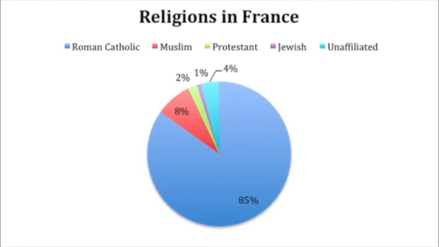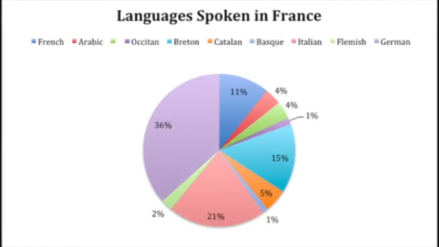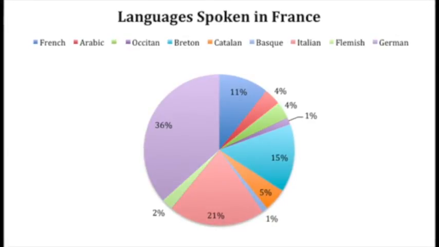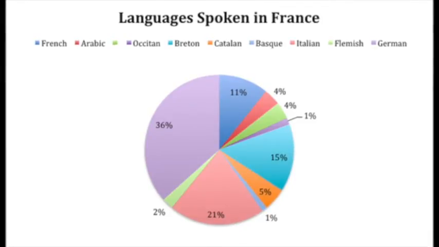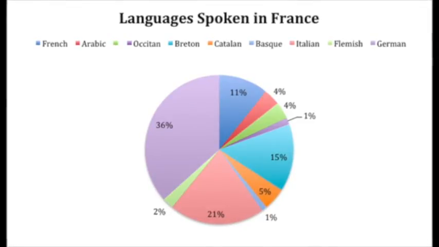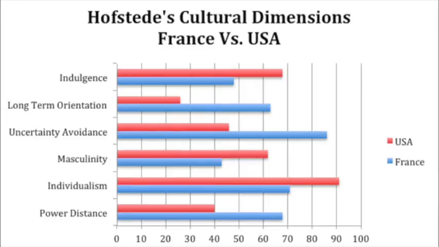The languages spoken in France, obviously the main one being French, along with Arabic, Occitan, Breton, Catalan, Basque, Italian, Flemish, and German. French and Arabic are the two main ones, and the others are different dialects that are spoken in France. In socioculture, there are a lot of cultural dimensions that Hofstede explains.